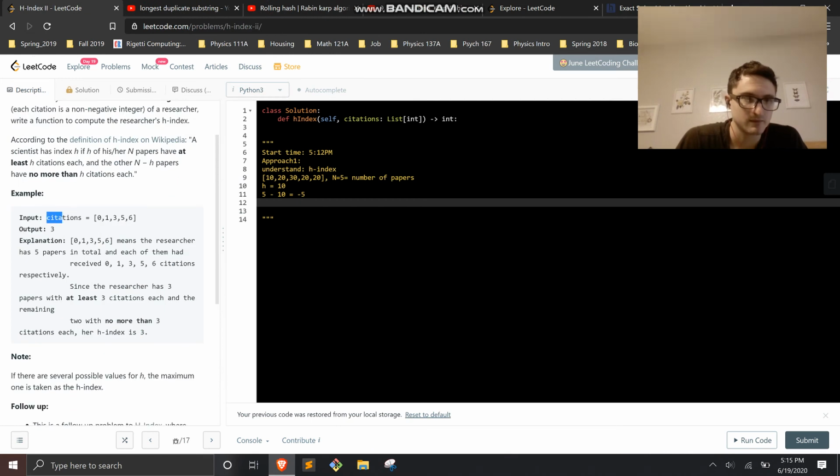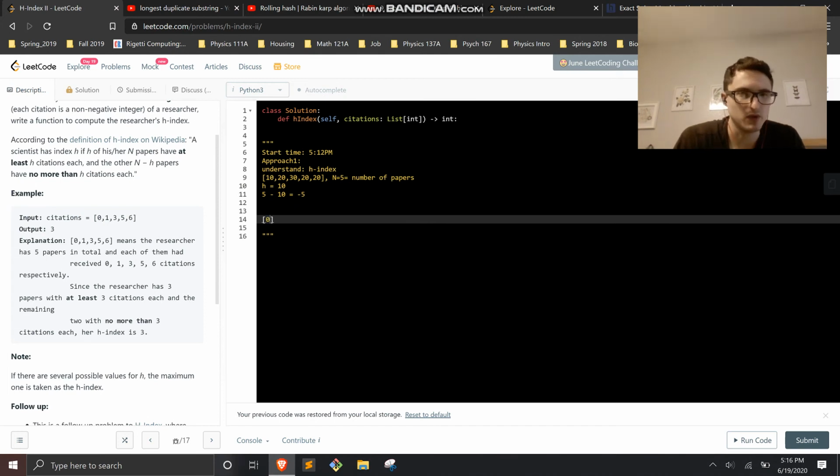So citations are equal to 0, 1, 3, 5, 6, and basically I have an output of 3 right now. So let's look at this example. I think I'm going to have to work through an example. I have no approach yet because this is a little bit confusing to me.